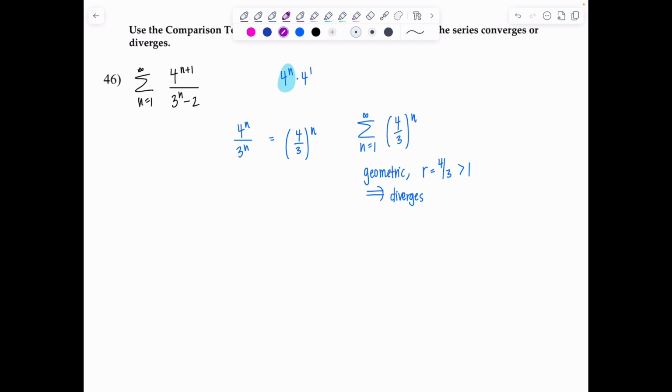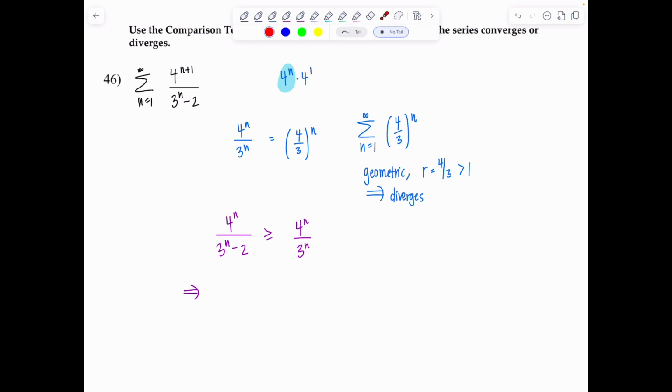This might be fast. Because look, 4 to the n over 3 to the n minus 2, isn't that greater than or equal to 4 to the n over 3 to the n? Take a second, think about it. I just made the denominator smaller here, yeah, by subtracting 2, which makes this whole thing bigger. Yeah. And then also, let me make this even bigger.